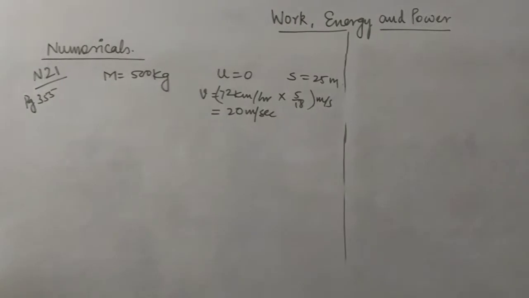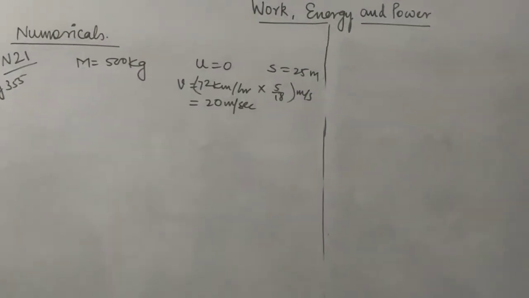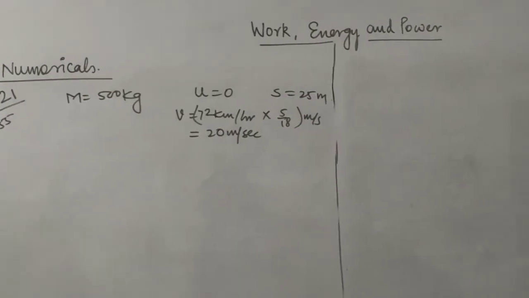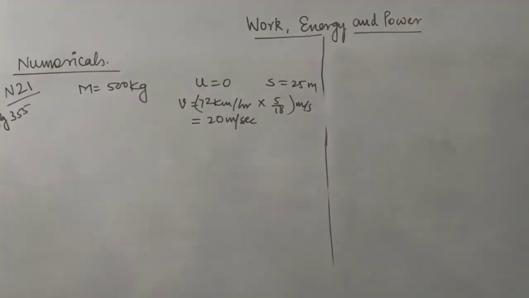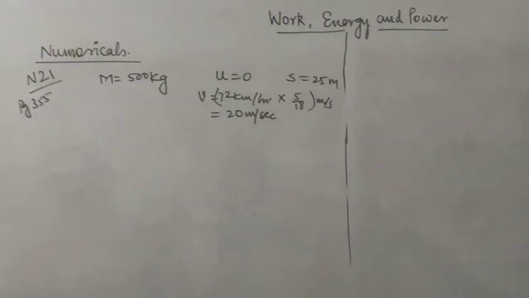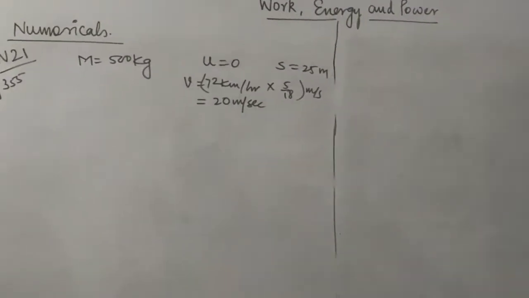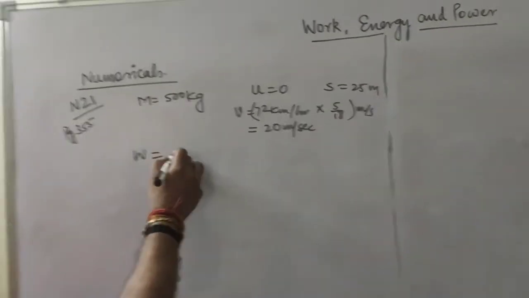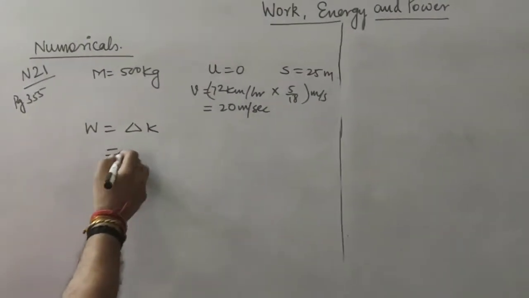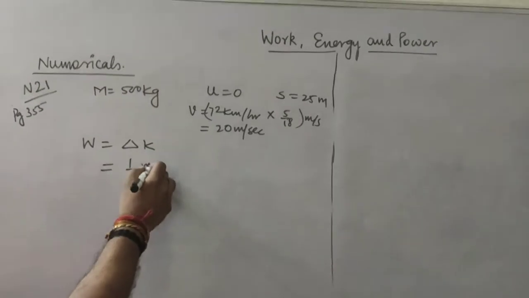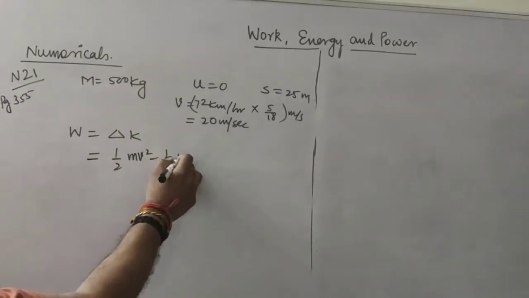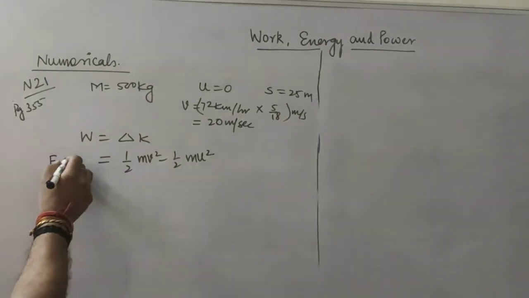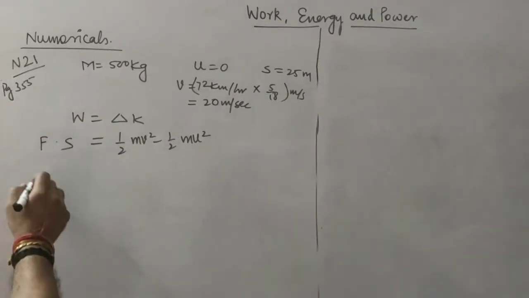Now you must know the relation between momentum and force. Find the average force acting on the car. You must know the work energy theorem. While in motion, the work done is equal to the change in kinetic energy, half mv square minus half mu square, and this is force into displacement. You need to find this force.